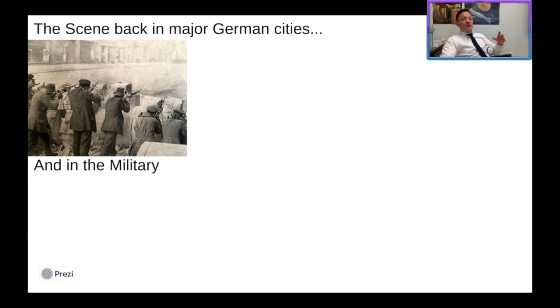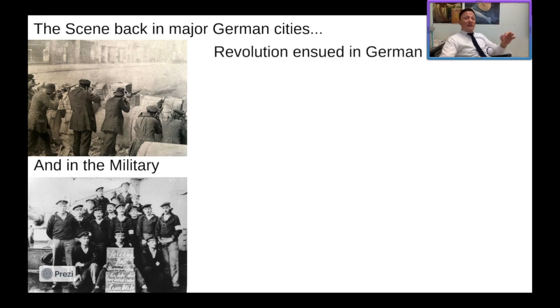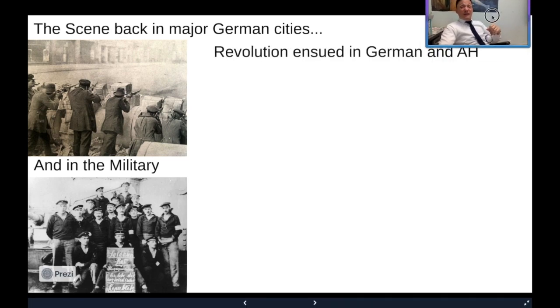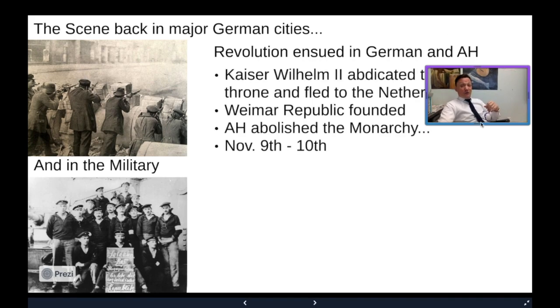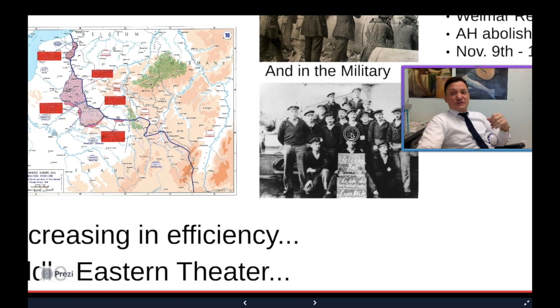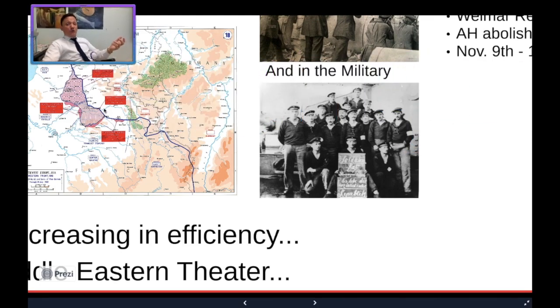As you can tell, German men and women back in the cities, regular people, started rebelling against their own government and demanding an end to the war, and even the military began to beg and plead for the war to be over. And so literally a small revolution ensued in Germany and in Austria-Hungary. The German government feels that they can't stop the German people from attacking their own institutions.